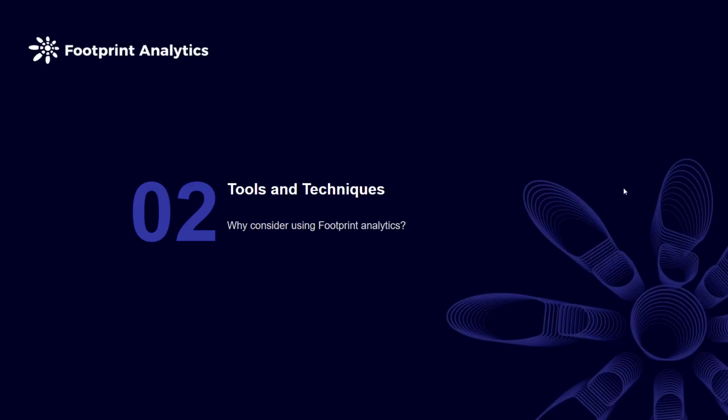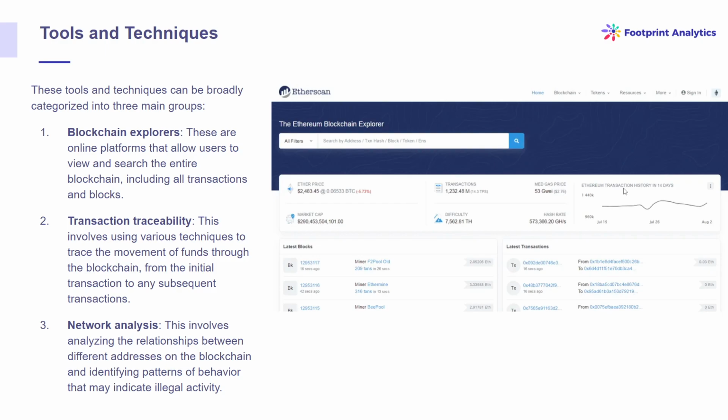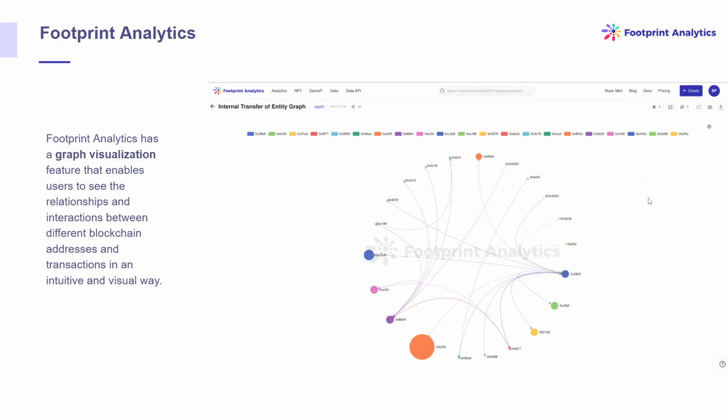Boom. All right, some tools and techniques. Generally, there are 3 different types of tools out there for blockchain forensics. We have blockchain explorers like Etherscan. We also have transaction traceability, which you can do again through Etherscan, checking out transactions and where they're going through the wallets. And then network analysis tools, which can help detect, through different definitions, indicators of illegal activity. Boom. And what's cool is Footprint does all 3 of those at once, right?